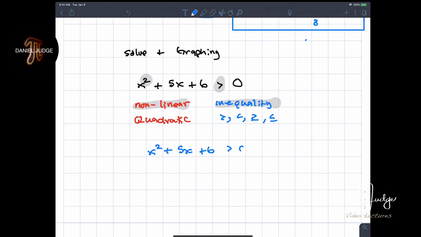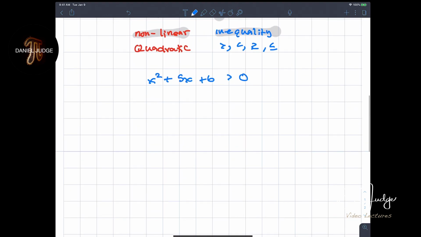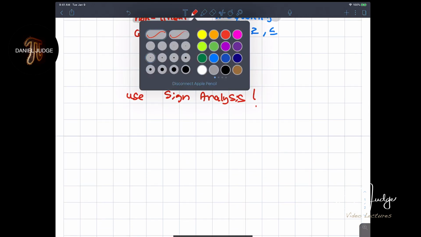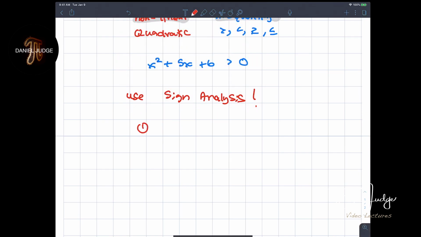And so the technique we use to solve this is really called, I'm going to say this, you're going to use sign analysis. Sign analysis, ladies and gentlemen, solves this. And that's the lesson for today. So here's the process of sign analysis, okay? Here's what you guys are going to do. You're going to follow these steps. Number 1, solve the equality.